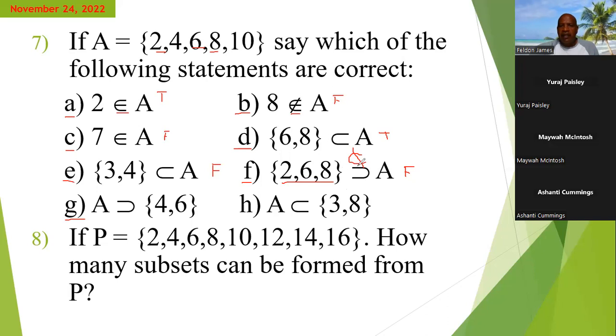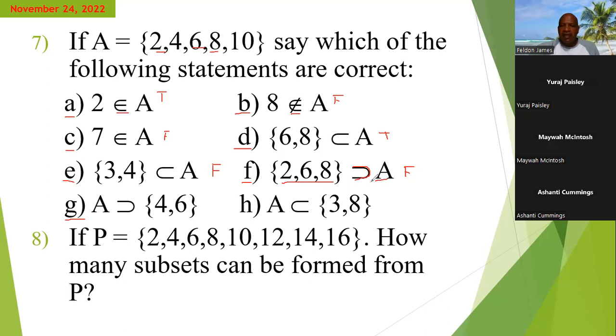Yes, sir. And this would be false for us to say that, right? But for this statement, if you read this symbol from the other way around, where the curve points to A, you can read it from right to left and say this is saying A is a subset of {2, 6, 8}. So that's what this is saying. So is A a subset of {2, 6, 8}? Yes, sir.